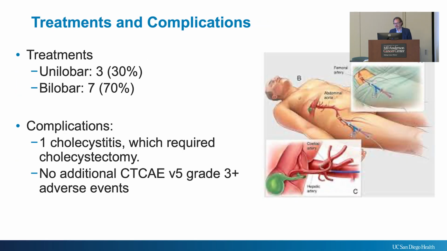How do we treat these patients? Basically, a catheter goes into the groin or sometimes up in the arm, and it goes up to the liver and injects these little radioactive beads into the liver. In these patients, we did one side of the liver, so the liver has a right lobe and a left lobe. We did unilobar, meaning one lobe, in 30% of patients, and bilobar in 70% of patients. The only complication we had was one patient developed cholecystitis, or inflammation of the gallbladder, requiring a gallbladder removal, but otherwise the patients did really well with this procedure.